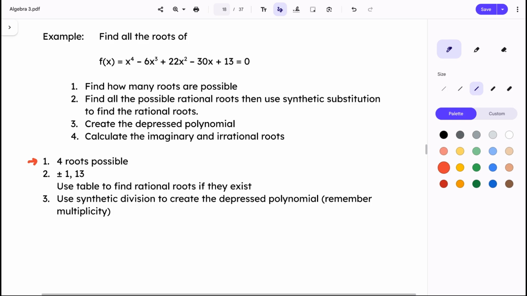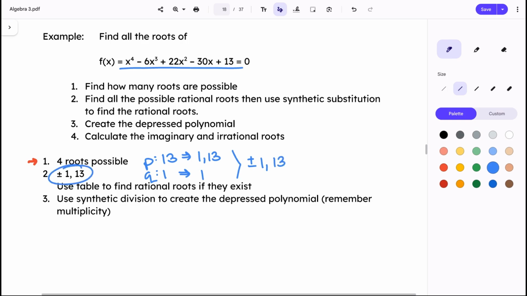We want to find the possible rational roots using synthetic division. What they're showing down below is they looked at this equation up here and they said their p was 13 and their q was 1. The factors of 13 are 1 and 13, and the factors of 1 are just 1. So like our bell ringer today, 1 over 1 is just 1, and 13 over 1 is just 13. That's where they got those two numbers from, our P's and Q's list.